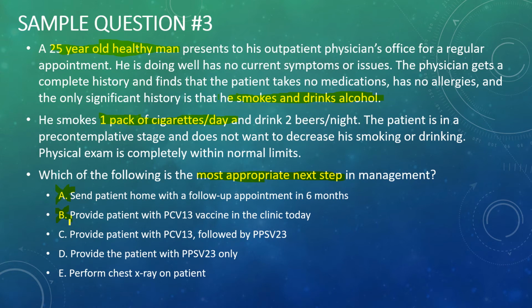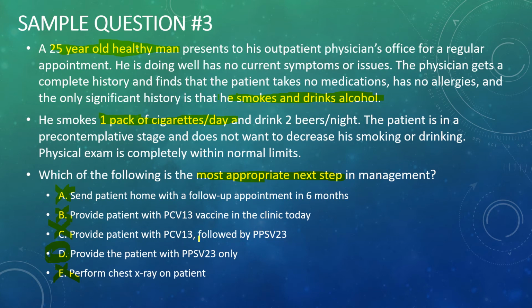So we can get rid of anything with PCV13. We're not going to give that. And is a chest x-ray needed on an asymptomatic patient? Of course not. So that's why the answer will be PPSV23 only. Remember, active smokers between 19 and 64 are at an increased risk of pneumococcal disease and pneumococcal pneumonia and invasive pneumococcus, so they need a PPSV23 vaccine.